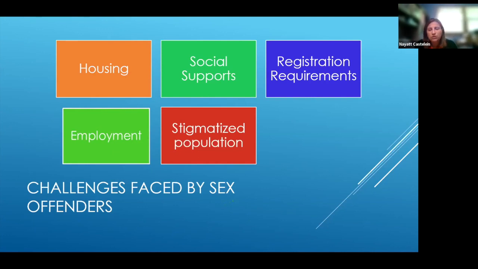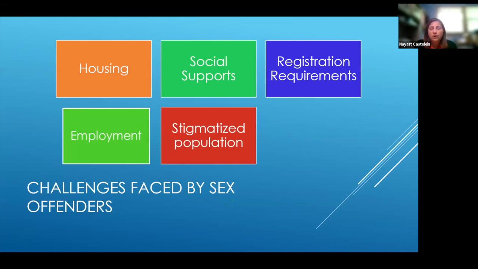They also struggle with social supports because they tend to lose a lot. If they had friends or family, sometimes the offense that they committed, depending on how egregious it is, might cause their social supports to detach a little bit from them.